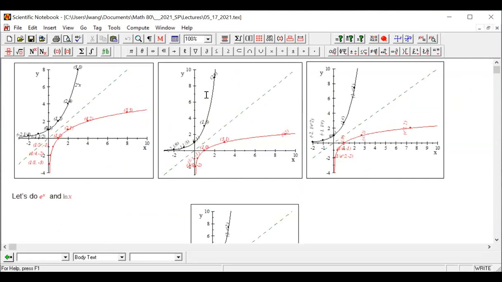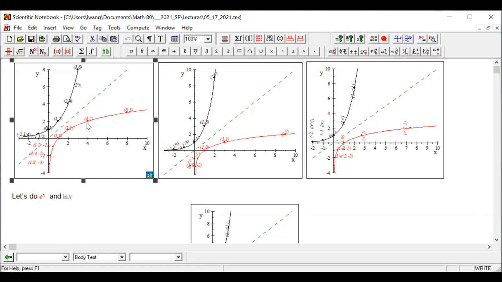2 to the power x, 3 to the power x. And of course, there are some differences. That's why I want to put them together, right? So starting from e, well, I'm sorry, 2 to the power x, right? 2 to the power x. Three to the power x.